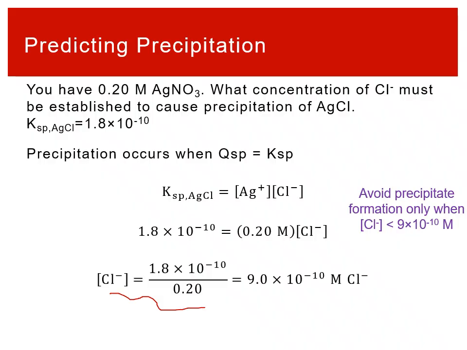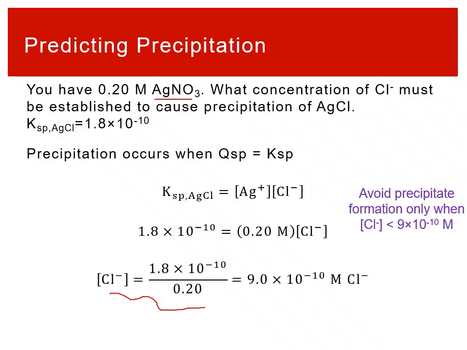So if you don't want silver chloride to precipitate, you need to keep your chloride concentration below 9 times 10 to the negative 10th. So if there's any chloride in a solution, if you try to add silver nitrate, it's going to precipitate. One implication of this is that if we prepare a solution of silver nitrate in the lab, we need to be sure to use as pure water as possible, right? There's chloride in the water coming out of your sink.